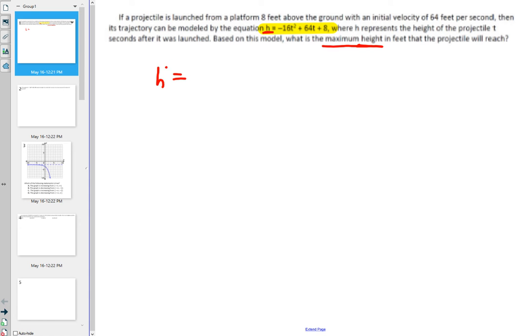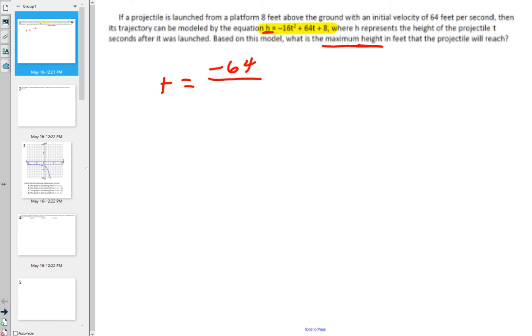Well, don't get this H confused with that H. That's the H of the vertex. Here, but watch. Let's do this. Let's use T so that I don't confuse people. All right. The T is going to tell you how long it takes to reach the maximum height, but it's not going to tell you the maximum height.